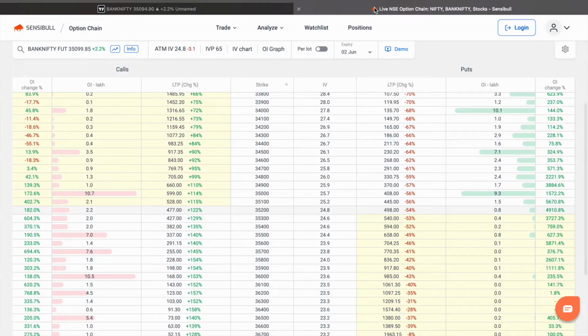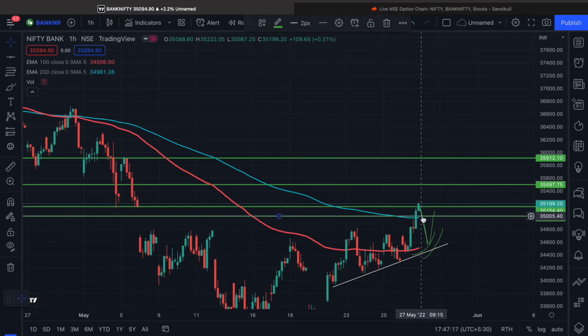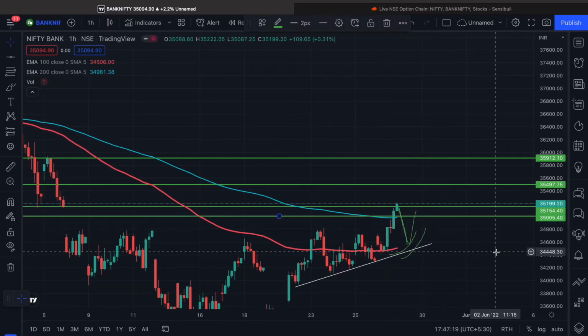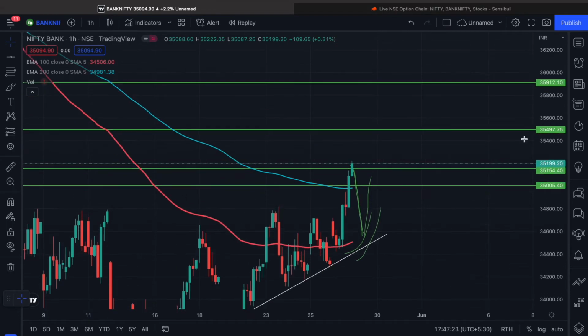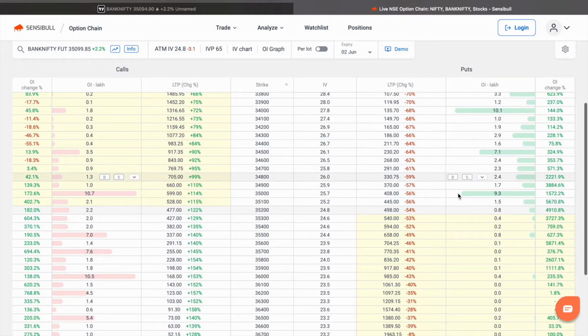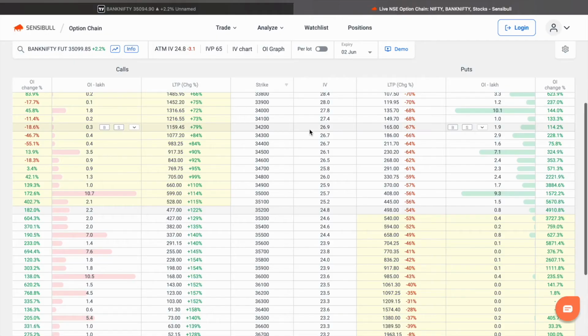Again, looking on the buy side, you have 35,000 as a really strong support as of now. Since the price has broken 35,000, now this will be a nice setup for the bank nifty in the coming days. So you have 35,000 as an important support and 35,500 as an important resistance, followed by 35,700. These round numbers are really important.